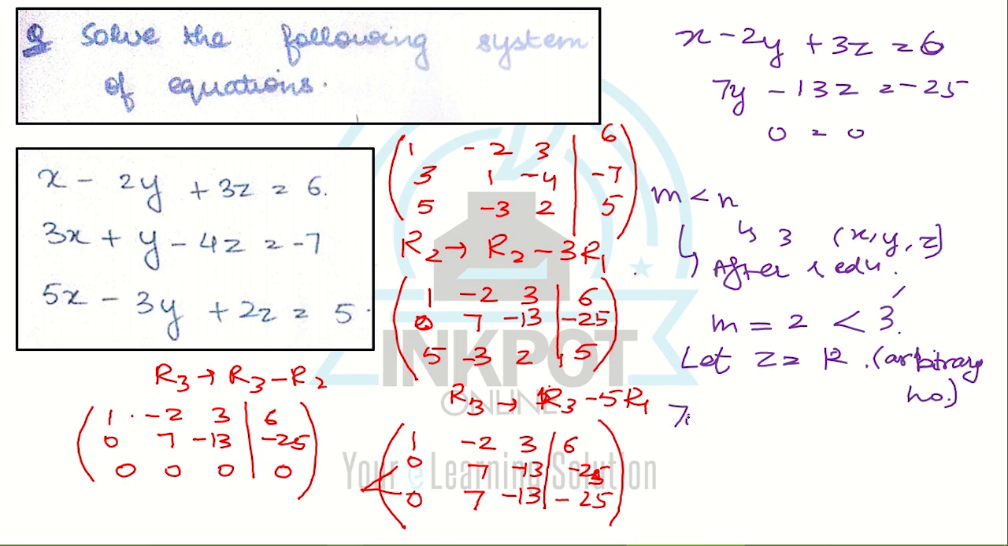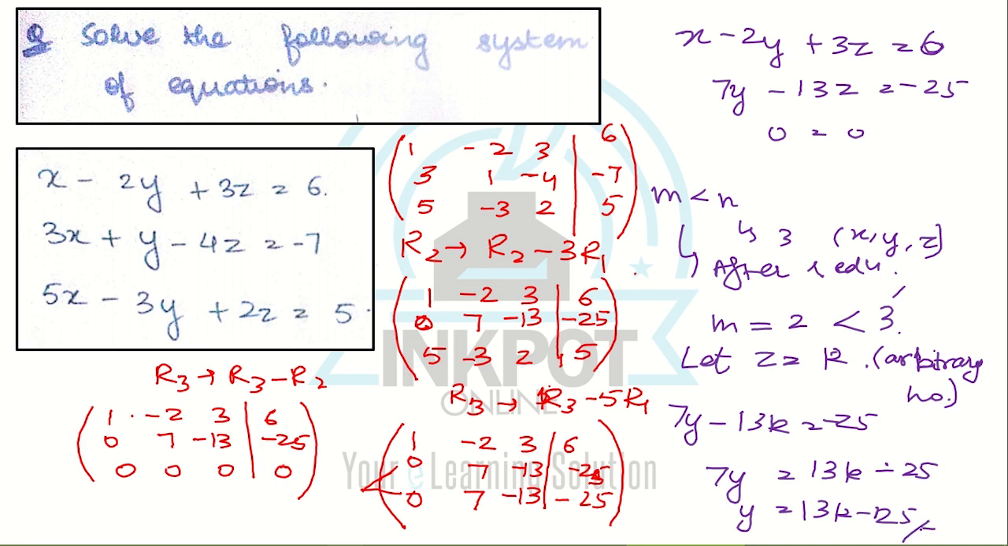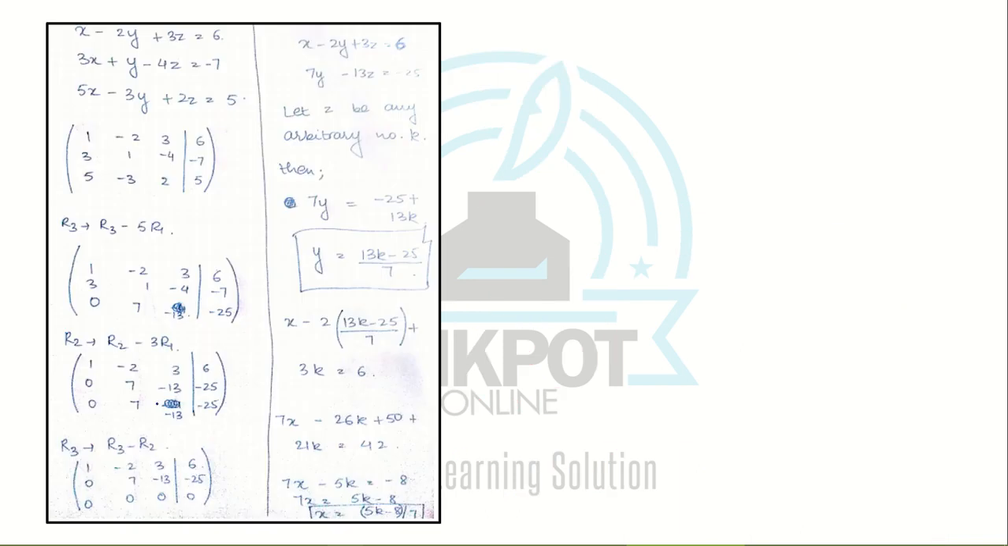Then 7y minus 13k is minus 25, which means 7y is equal to 13k minus 25. Y is equal to 13k minus 25 upon 7. Similarly, you can substitute the value of y back into this equation to get the value of x. Let me just show you how that is done.